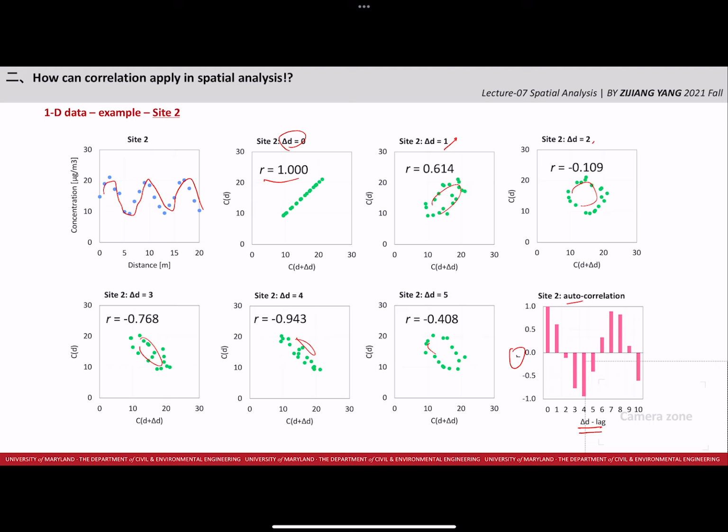And we can see that it also has a spatial pattern, which means the characteristics of site 2 can be reflected by the autocorrelation function.